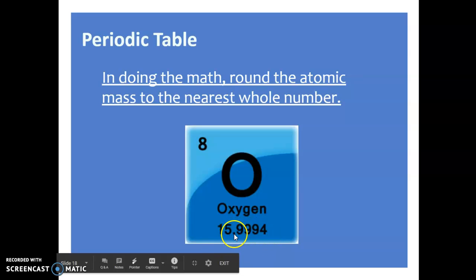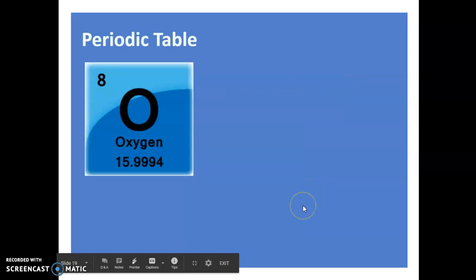Remember, if it's decimal point 5 and above, you're going to round up. If it's decimal point under 5, you're going to round down. So 15.99 gives you 16. So you'll be rounding this to 16 when doing these problems.